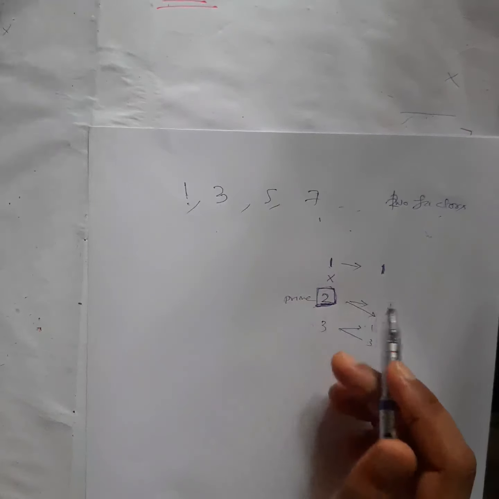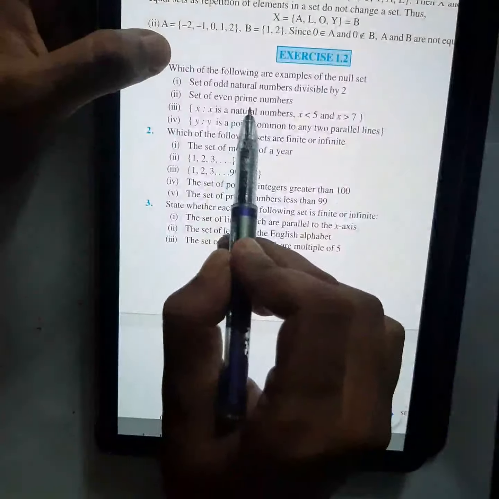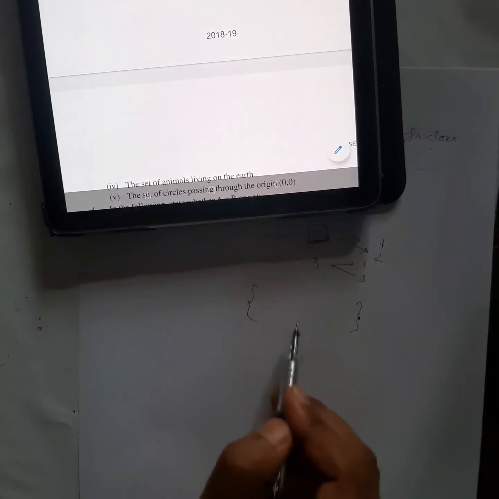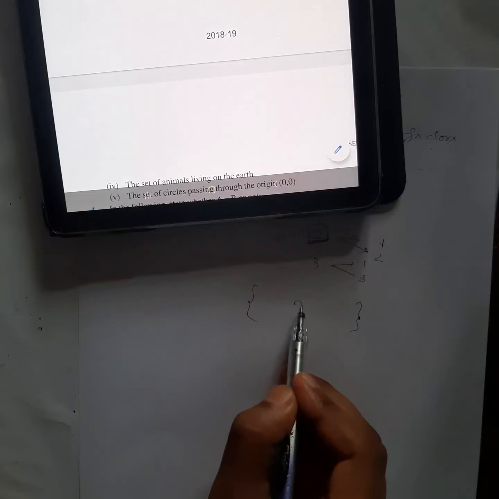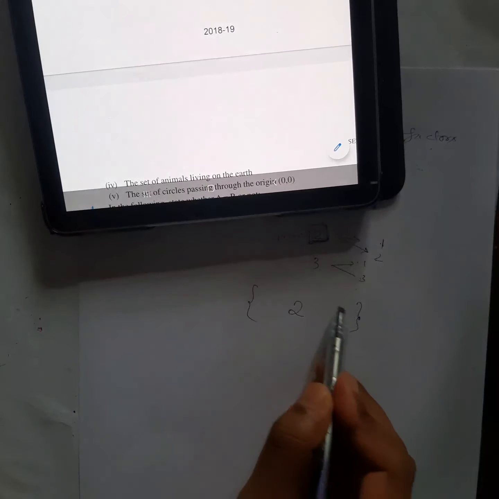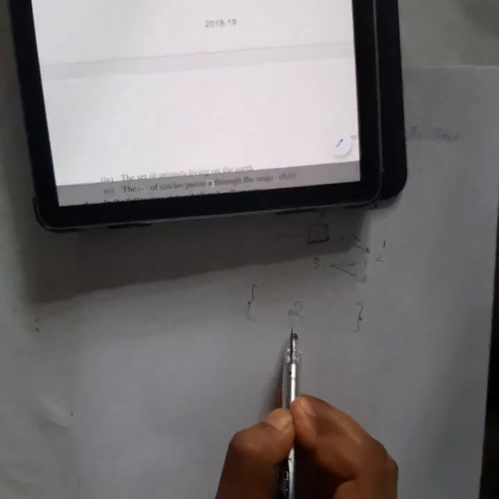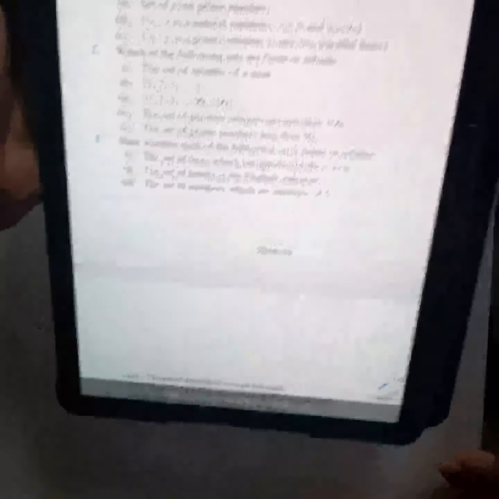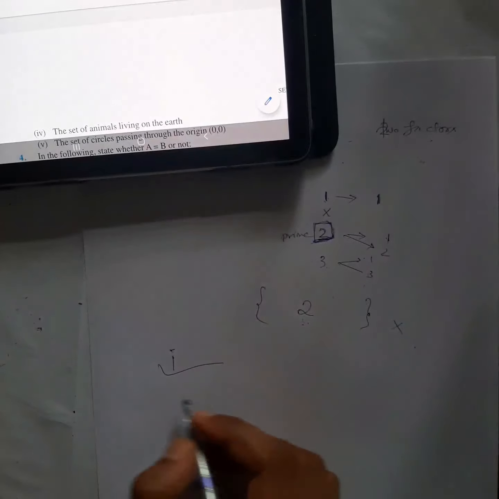Now, in your question they have said the set of even prime numbers. Do you have an even prime number or not? Yes, you have 2. So you can see an element is there in this set, so this is not a null set. Okay, so number 1 is a null set, number 2 is not a null set.